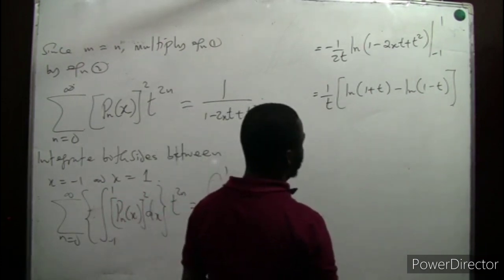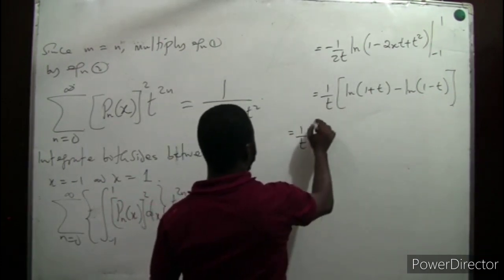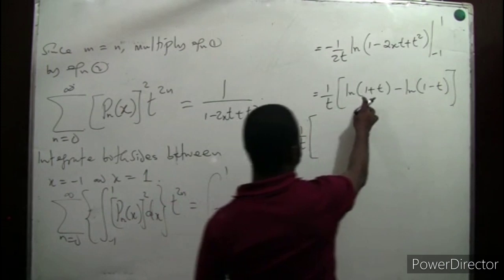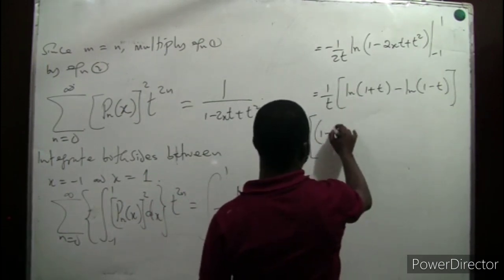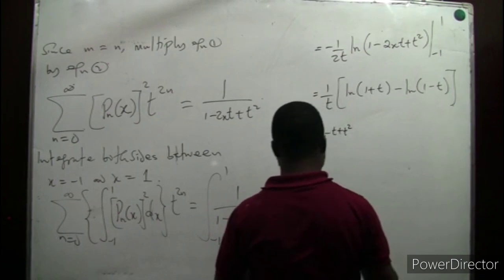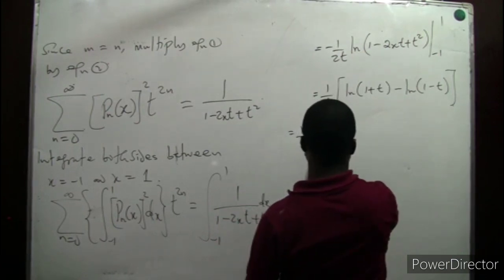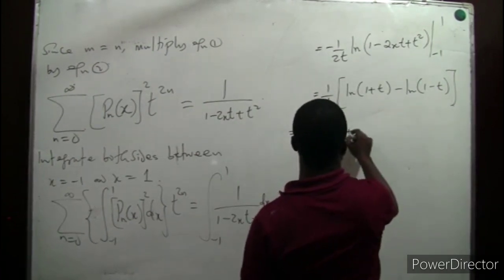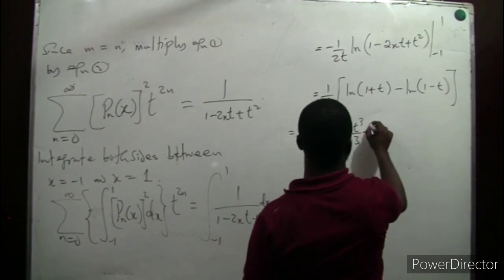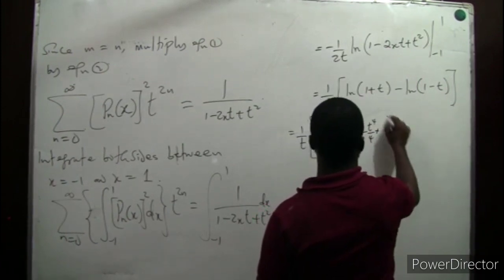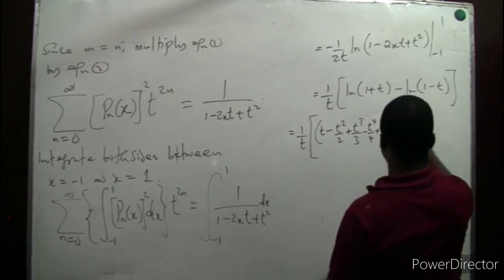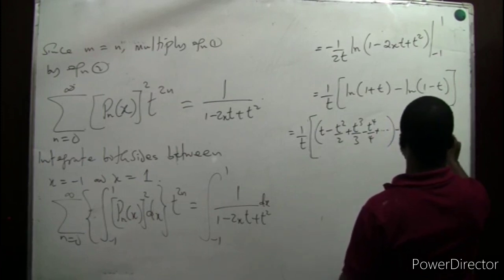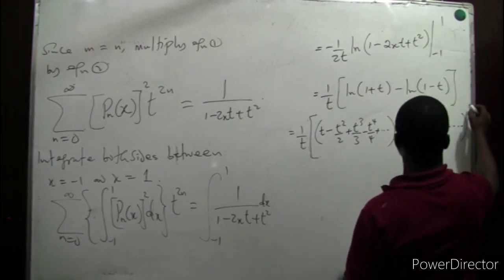Expand each of the ln using series. 1 over t into, let us expand this one. Of course, this is t minus t squared over 2 plus t cube over 3 minus t raised to power 4 over 4 plus it continues. Why this one is negative of everything: minus t minus t squared over 2 minus t cube over 3, it continues.